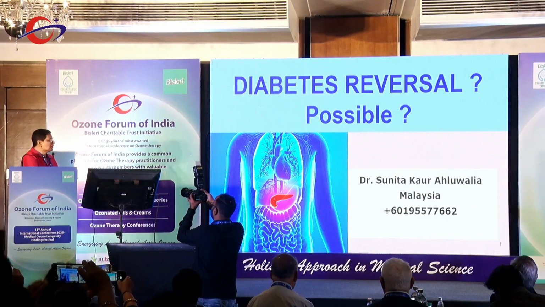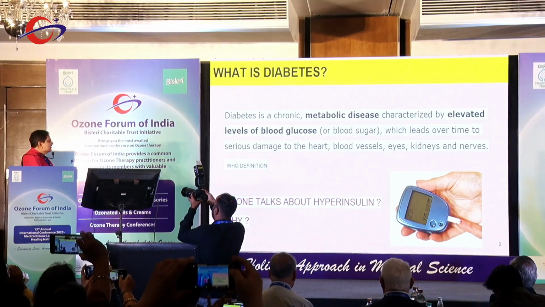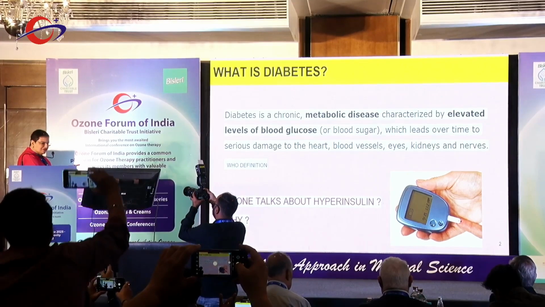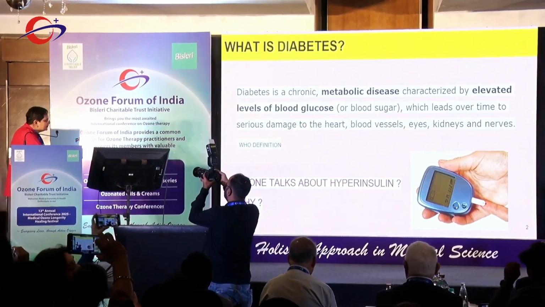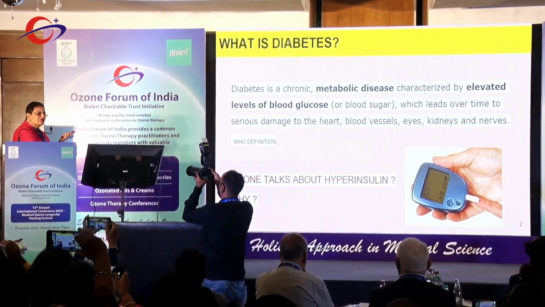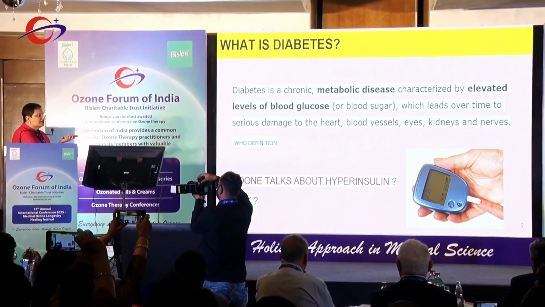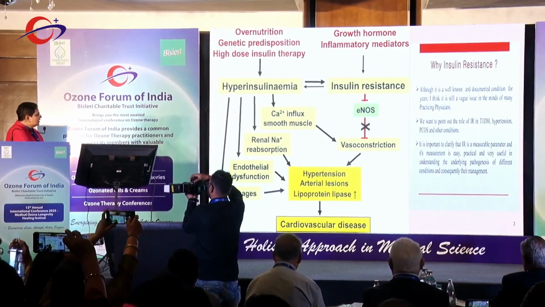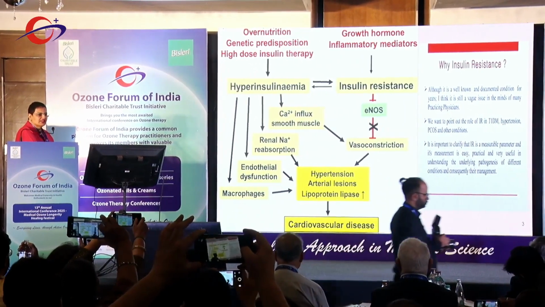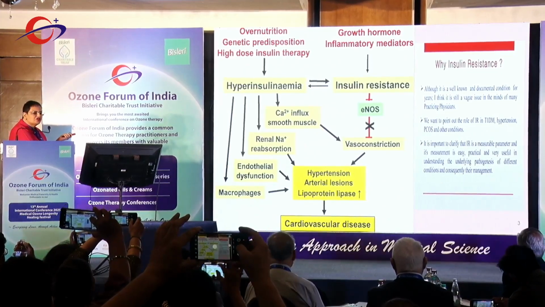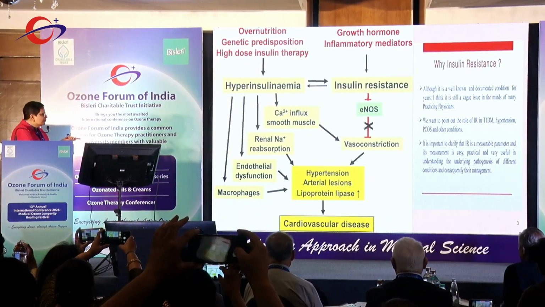Diabetes reversal, is it possible? So what is diabetes? Diabetes has been defined by WHO as a metabolic disease characterized by elevated levels of blood sugar. But what I'm trying to tell you is it is not the elevated blood sugar that causes the problem, it is the insulin levels that cause the problem.